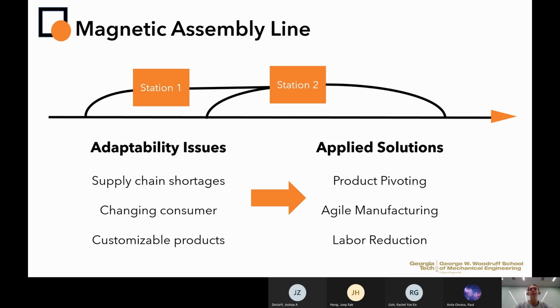This solves some of our adaptability issues caused by supply chain shortages and a changing consumer who also wants customizable products. What I mean by this is some products as they pass through nowadays, the variety needed is not allowed on a traditional manufacturing line.